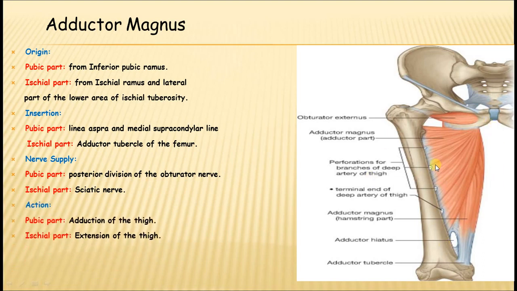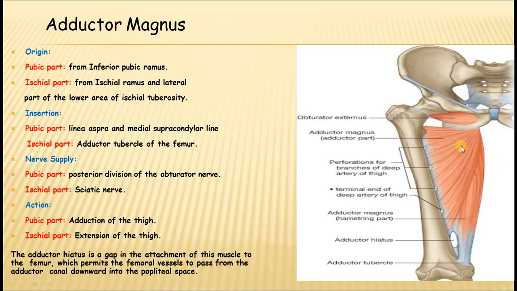So the pubic part mainly is in the adduction of the thigh, whereas the ischial part is helpful in the extension of the thigh. Okay, extension of the thigh. Here I would like to also mention that all movements of the lower limb are also accompanied with the movements of your pelvis or the pelvic girdle. Okay, the pelvic girdle also moves along with the movements of your lower limb. So that again we will be discussing in the hip joint class.